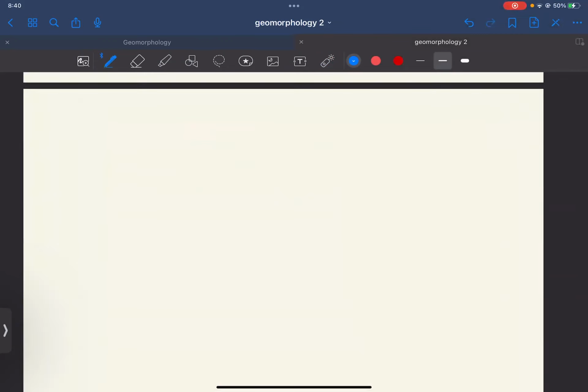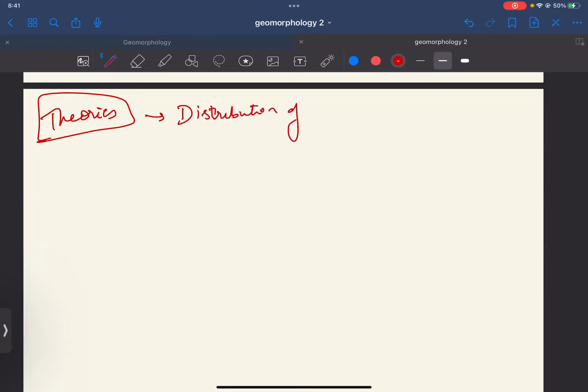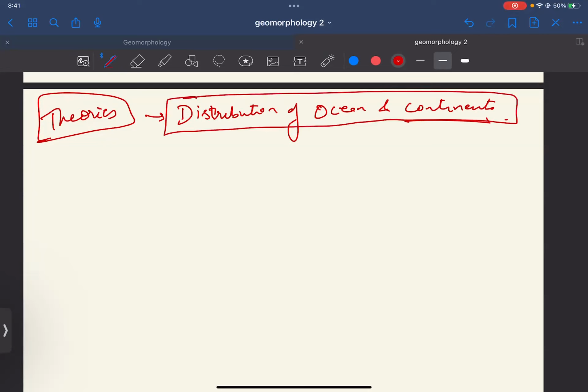Now see, these are various theories. First of all, your objective should be clear: what is the objective of these theories? That can be used as an introduction for a mains answer also. All these theories try to explain the distribution of oceans and continents: how they are distributed today, how they were in the past, and how they will be in the future. This is the main objective. First of all, you need to be clear about these things.